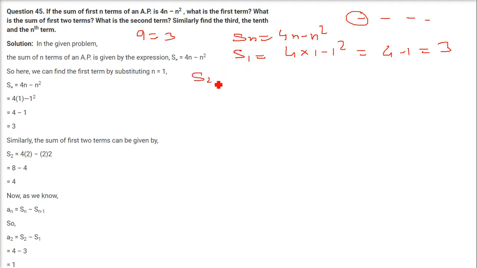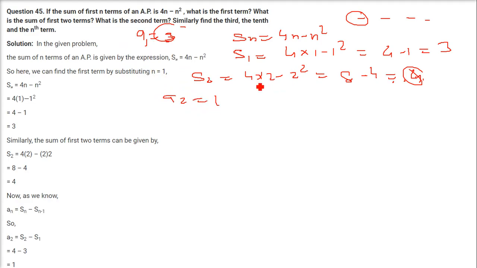Let us take S2: 4 into 2 minus 2 square, that is 8 minus 4, that is 4. Now this is the sum of the first two terms. So you have to subtract the first term from this to get the second one. A2 can only be found by subtracting 3 from this, because this is the sum of 3 and the second term. So the second term will be 4 minus 3, that is 1.